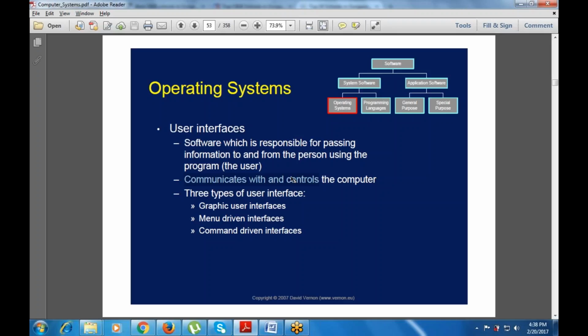Graphical user interfaces, like the Windows we are using, are graphical tools that are easy to use. Menu-driven means the use of menus. For example, on the website of any organization there are multiple menus that can have multiple parts. Then command-driven, for example Linux, is a command-driven interface.